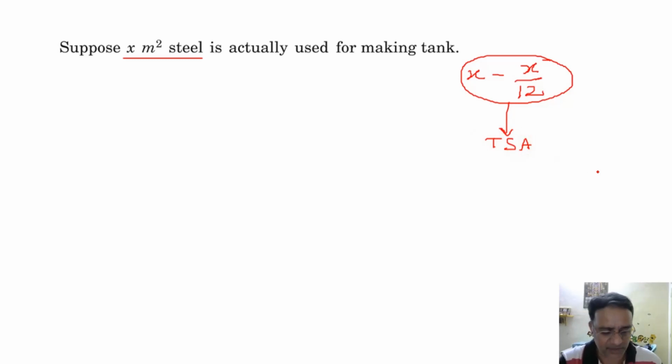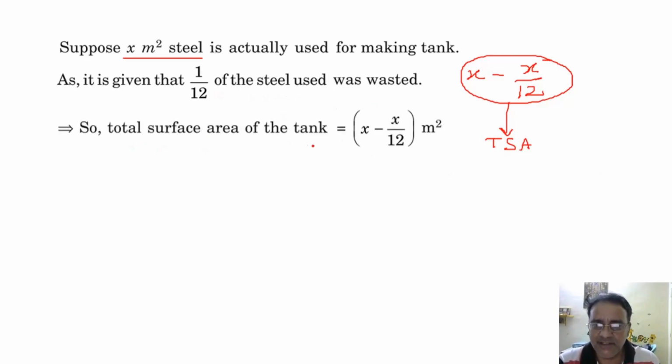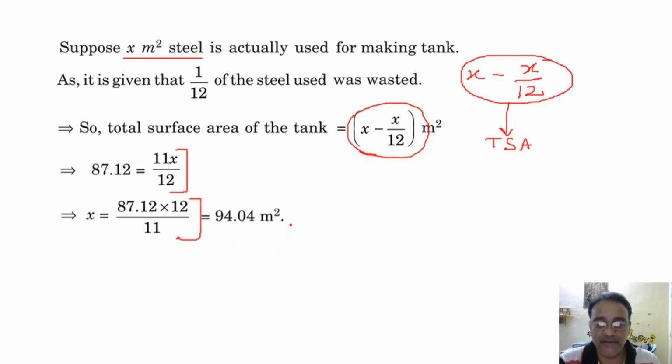Yes, sir. Okay, fine. So as it is given that 1 upon 12 of the steel used was wasted, the total surface area of the tank will be x minus x by 12. And the total surface area we already got is 87.12. If you subtract x minus x by 12, you will get 11x upon 12. So finally x will be 87.12 into 12 upon 11. If you solve this, we'll get approximately 94.04 meter square. So this is the answer.